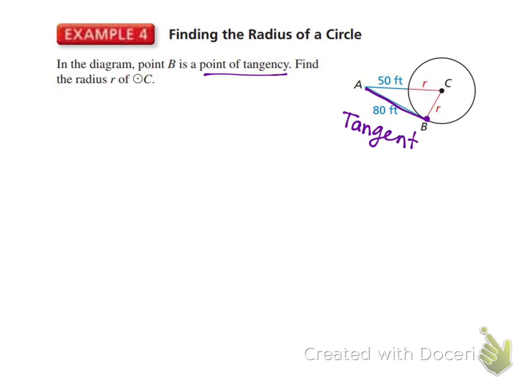This is why it's important. A lot of people look at this question and they're like, 80 is the biggest number, it's the hypotenuse. But you would be incorrect. And I will show you how.